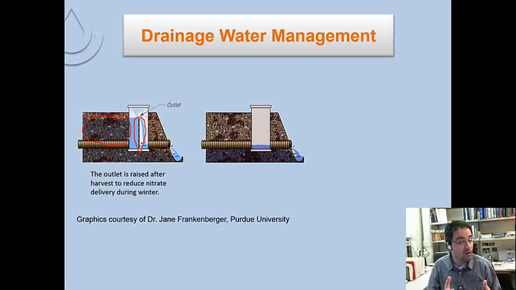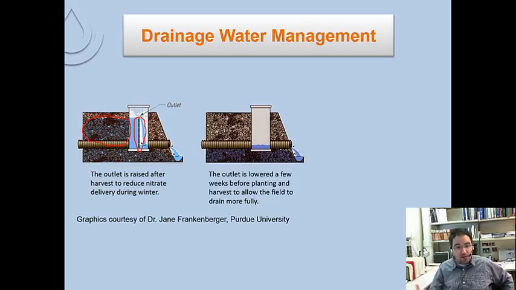After harvest, we may put those outlet boards in place so that we can raise the water table, provided that there is water there, provided that we get rainfall and have that water table build up. So we'd store that water in there. The outlet is raised after harvest to reduce winter loss, winter delivery of nitrate to the stream.